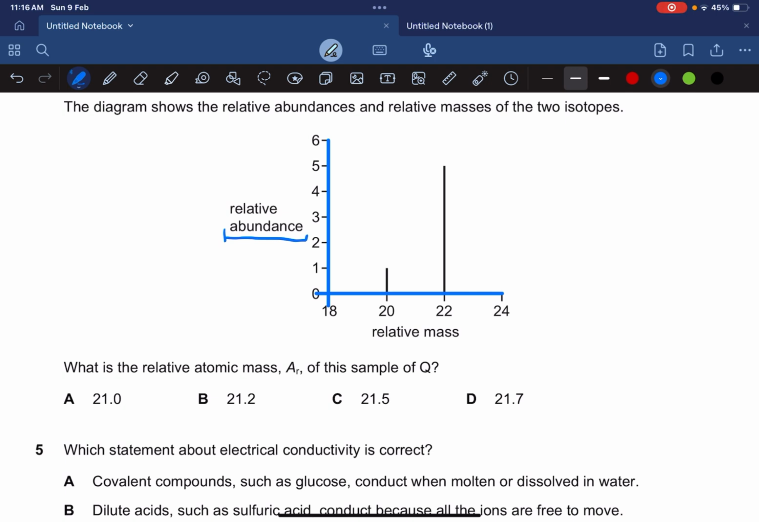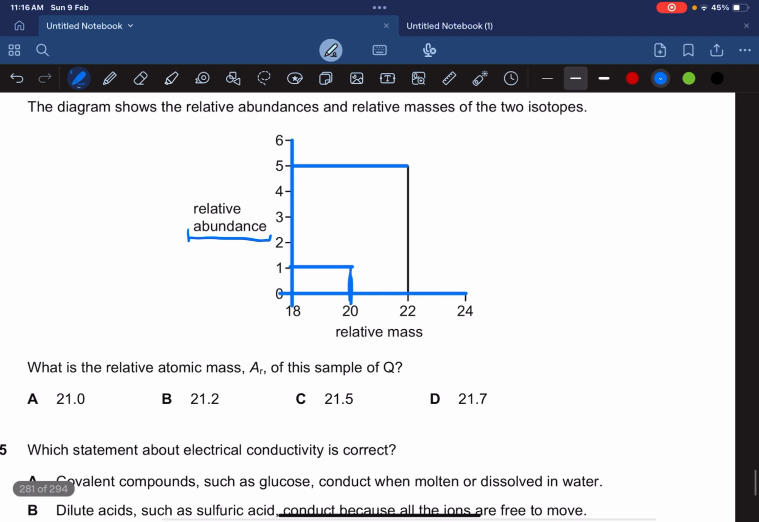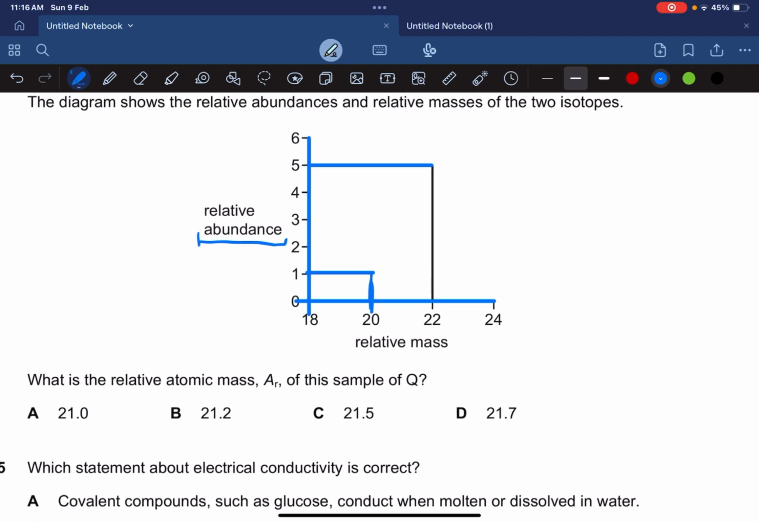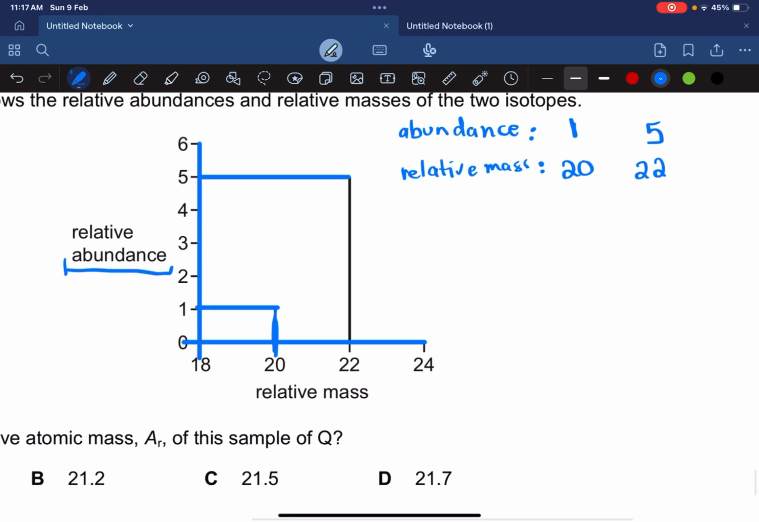So for relative mass of 20, I have the abundance of 1, and for relative mass of 22, I have the abundance of 5. Now, what is the relative atomic mass Ar of the sample of Q? Now, I have to find the Ar of the sample of Q. So first I'm going to write over here my abundance, and here my relative mass. For mass 20, the abundance is 1, and for mass 22, the abundance is 5. Now I'm going to take the total number of my abundances, which is 5 plus 1, which is 6.